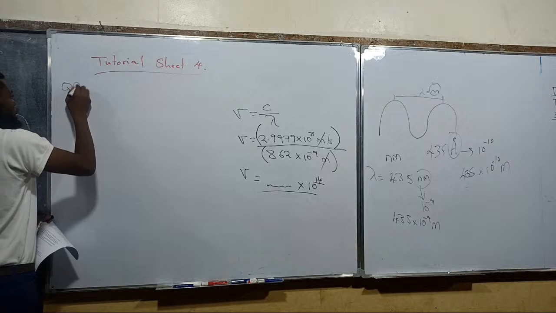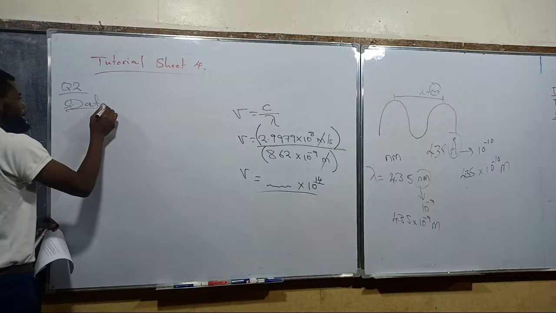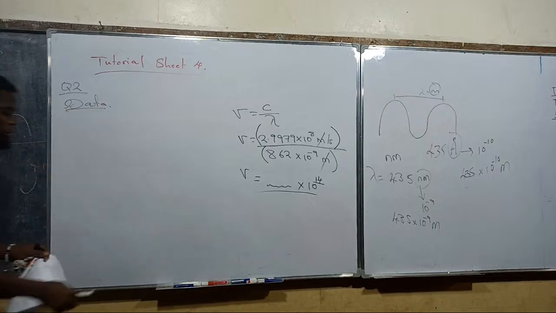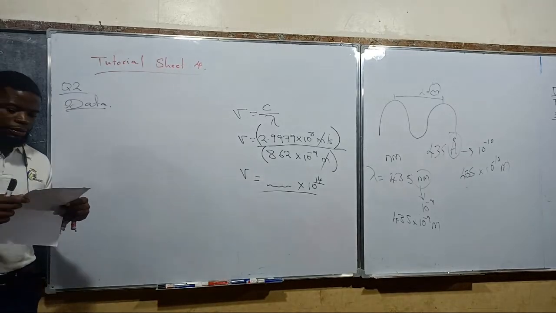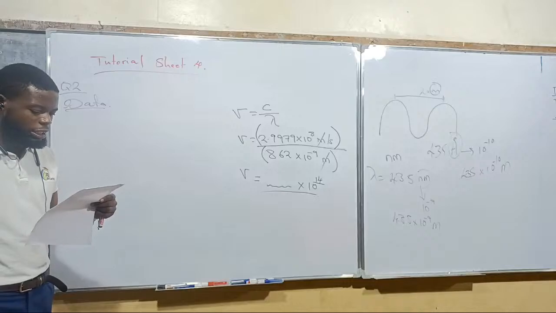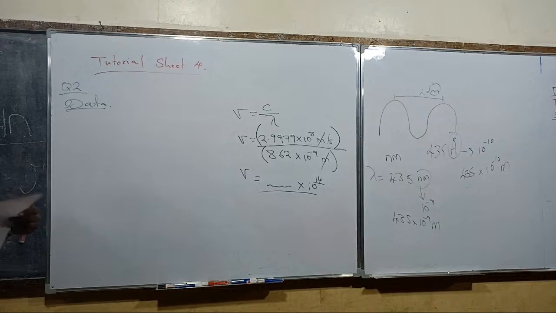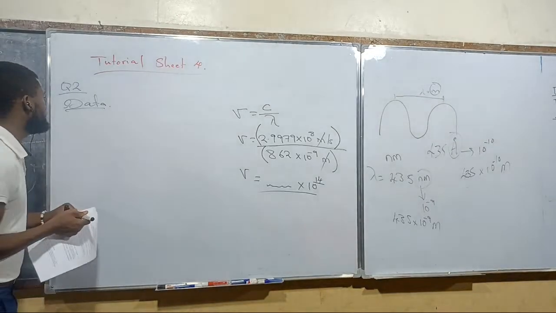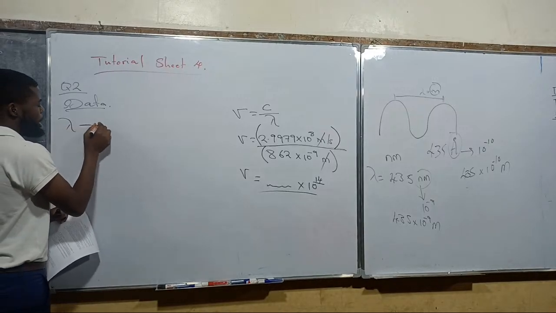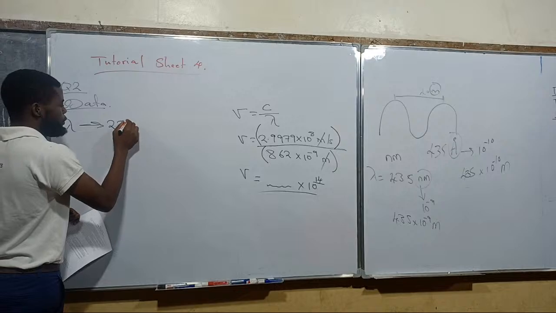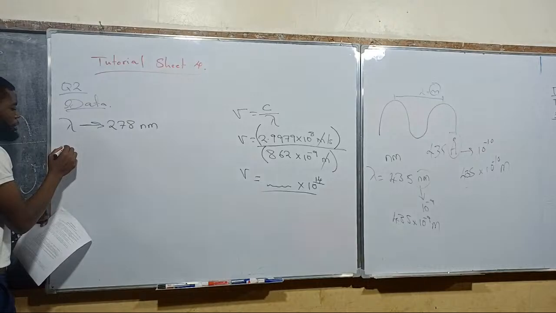So we're dealing with question number 2. Let's do our data collection. A photon of ultraviolet light possesses enough energy to mutate a strand of human DNA. What is the energy of a single UV photon having a wavelength? The wavelength of this photon has been given to be 278 nanometers.